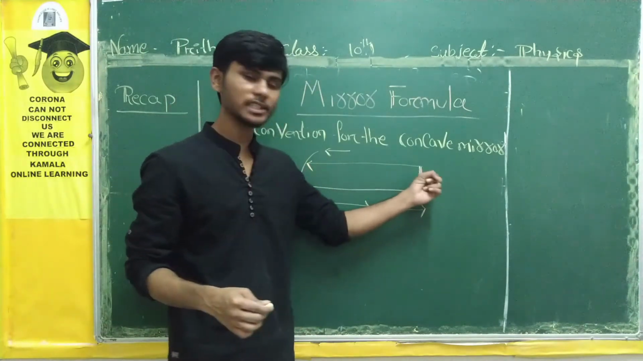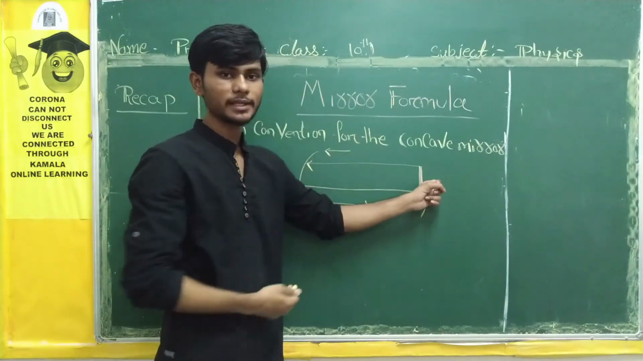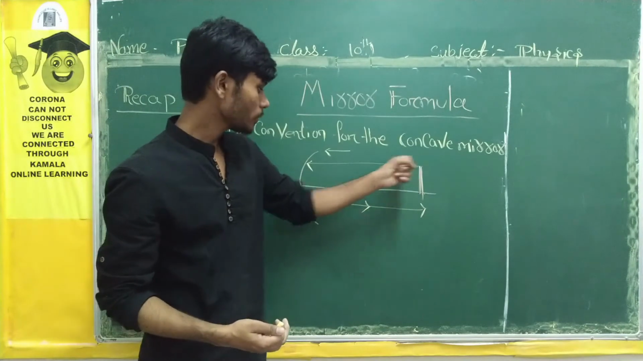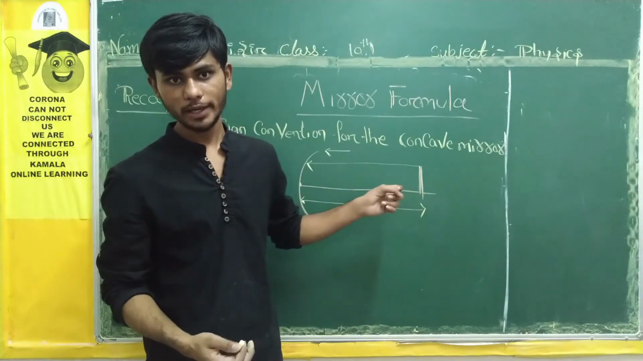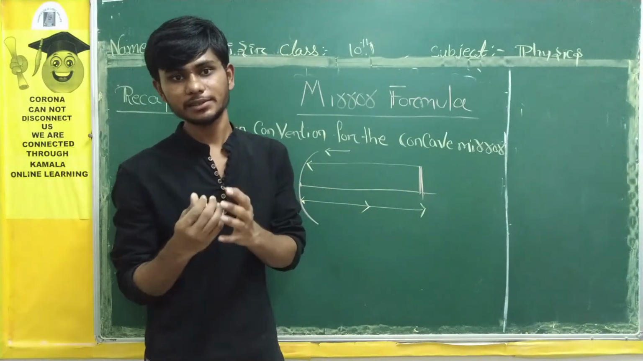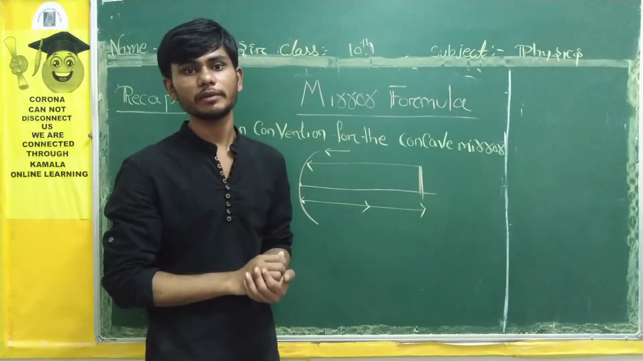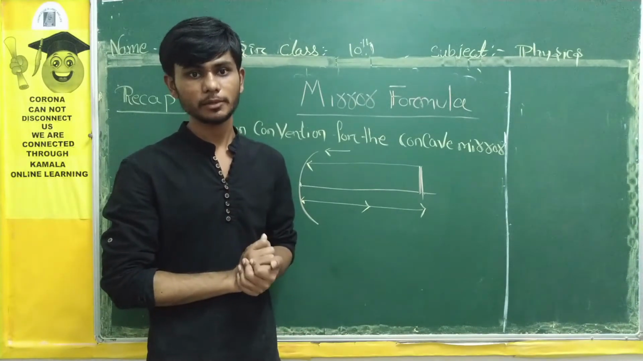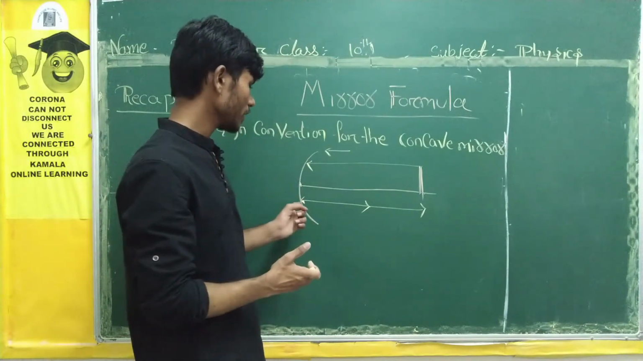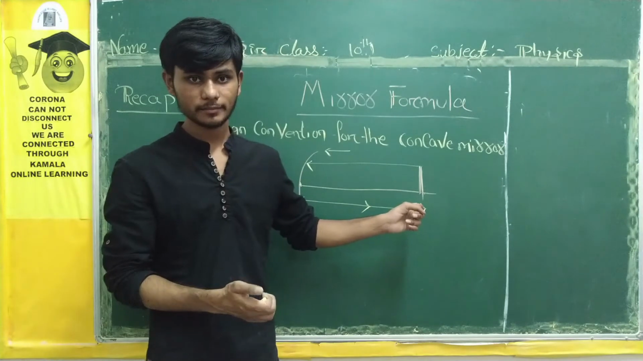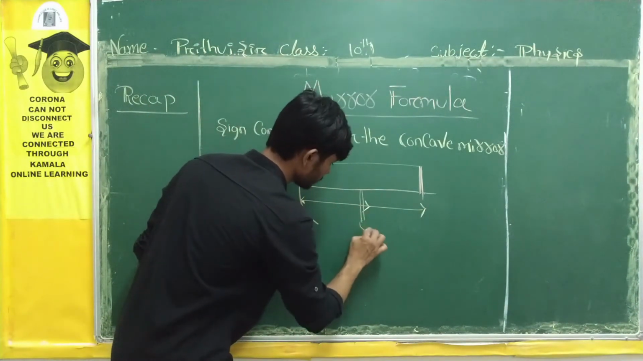So the object will always be kept in front of your mirror. So the object distance you will measure against the flow of light. So whenever an object distance is given, 25 or 30 or 15, you must take it as minus 25, minus 30 or minus 15, because we have to measure object distance negative, in the opposite direction to the flow of light. Okay? Now, suppose the image is formed here.